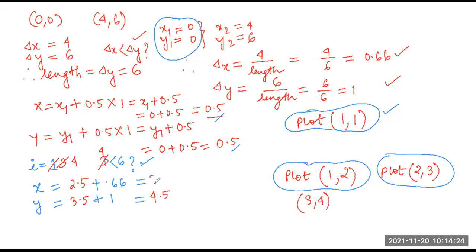3.1. Now what will be my plots? 3 and 5. Perfect. Now again, I will update the value of I. From 4, it will be 5. 5 is less than 6, yes or no? Yes. So I will again continue.